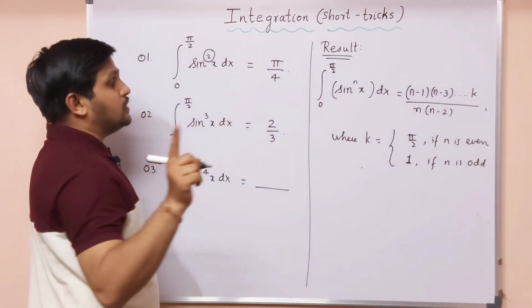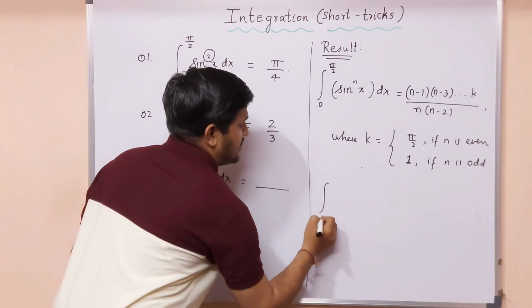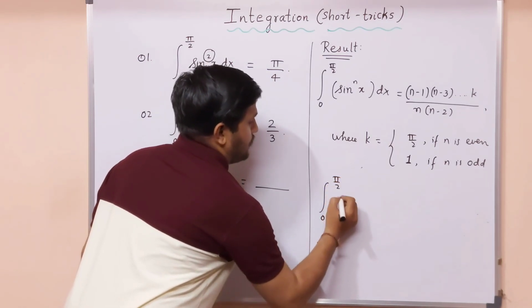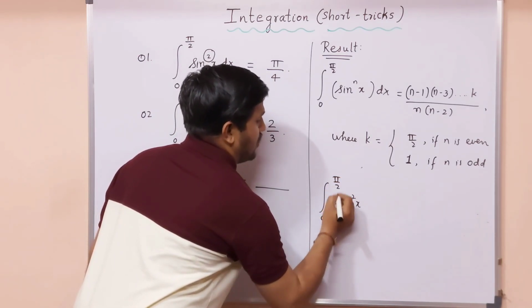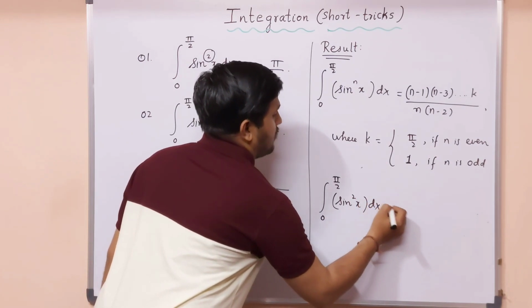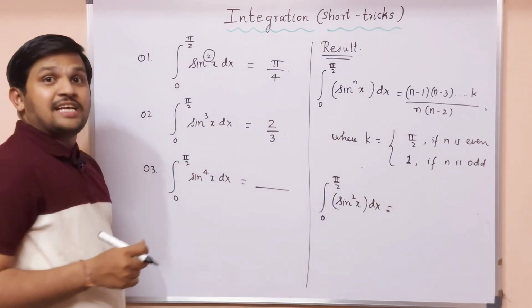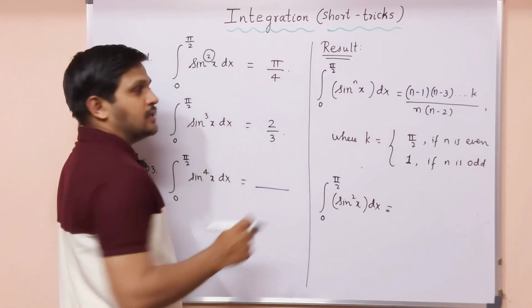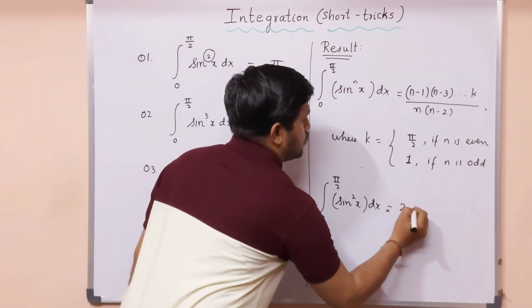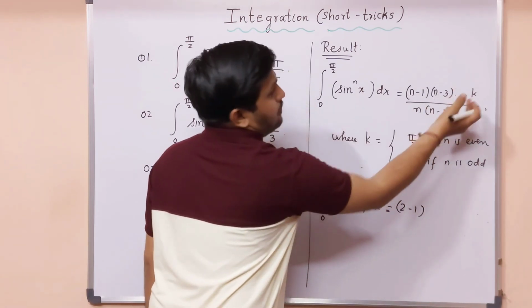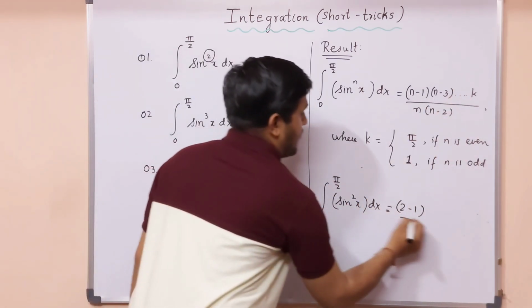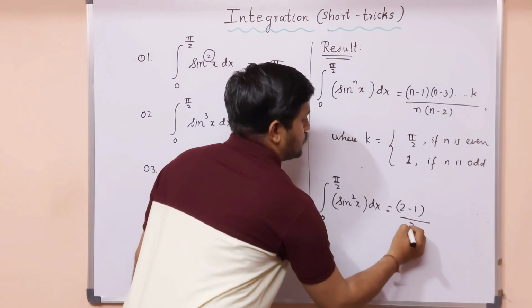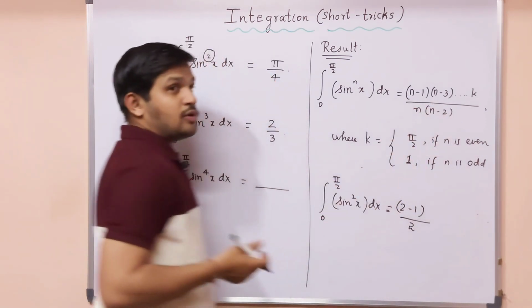K is pi by 2, so keep it in mind. I will just rewrite it again: integral 0 to pi by 2 sin square x dx. By applying this formula, let us look at whether we get pi by 4 or not. So what is the value of n? The value of n is 2. So 2 minus 1, and this time you cannot take the next term, divided by n, which is 2. The next term becomes 0, not defined.